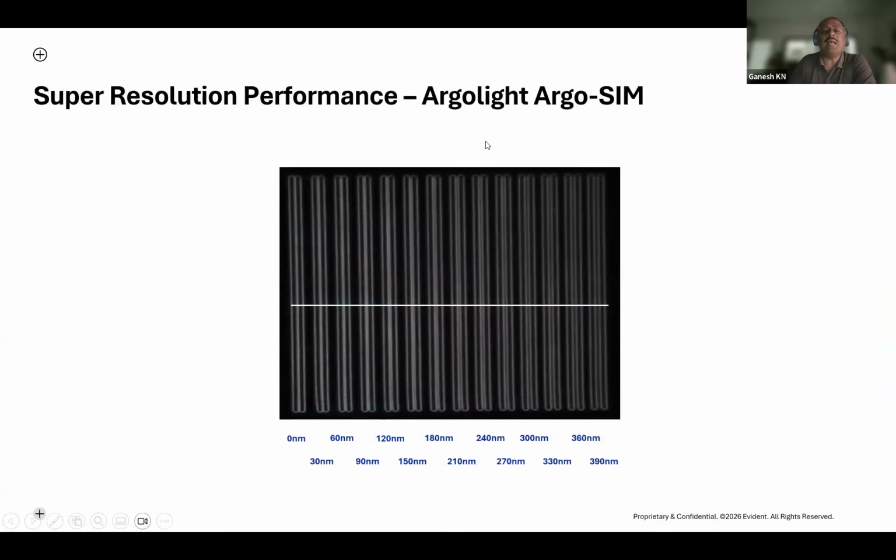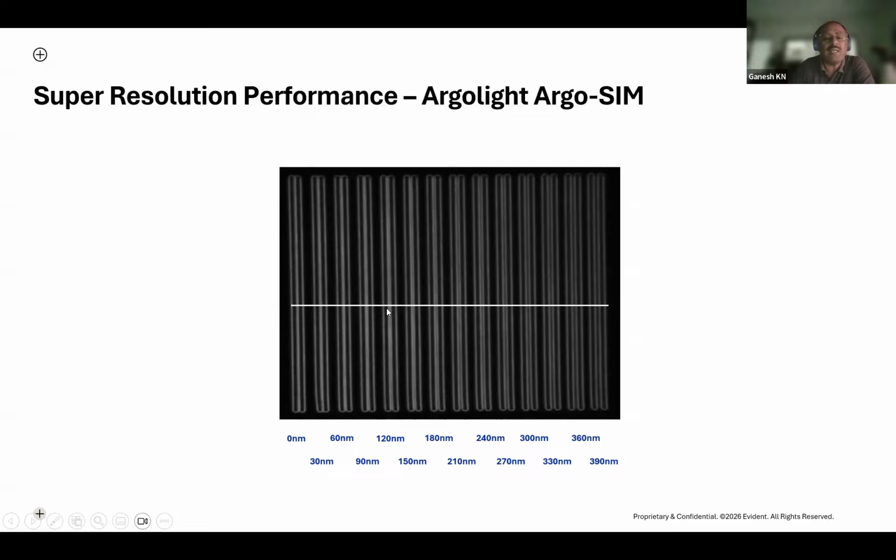If you take an Argolight SIM structure, this is actually a scale. When you keep it under the fluorescence microscope, see here, there is no distance between these two. This is only one single line. As you move further toward the right side, you can see they separate. The distance between these two lines is around 360 nanometer, but here the distance between these two lines is 180 nanometer. The distance between these two is 120 nanometer.